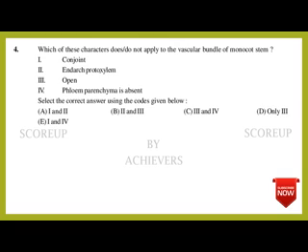Which of the characters do not apply to the vascular bundle of monocot? In the monocot stem, what is the type of vascular bundle? Do not apply. So the answer is this one. Phloem parenchyma is absent, so it does not apply to the vascular bundle of monocot stem. So the answer is D.